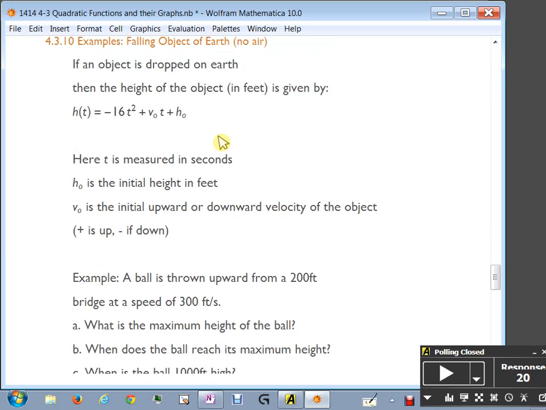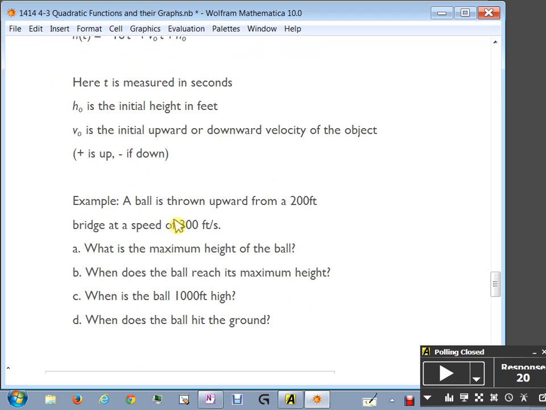Where is it? A ball is thrown upward from a 200-foot bridge at 300 feet per second. All right, so you're standing on a bridge. You're not going to throw it. Let's say you shoot it out of some air cannon or something. When it comes out of the cannon, the initial speed is 300 feet per second. But as it goes up, it slows down, and it comes back and eventually goes past the bridge and hits the ground down below.